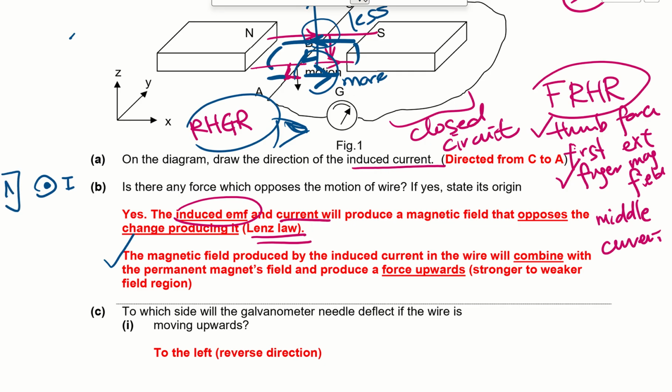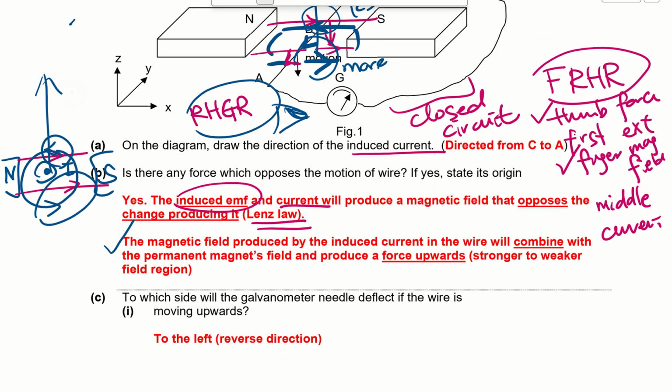I have my north and my south here. This is the direction of the external magnetic field, and this is the direction of the field from the current if I apply the right hand grip rule. On the top it will cancel, at the bottom it will reinforce. I think I talk about this a lot in class, right? Therefore there will be an upward force.